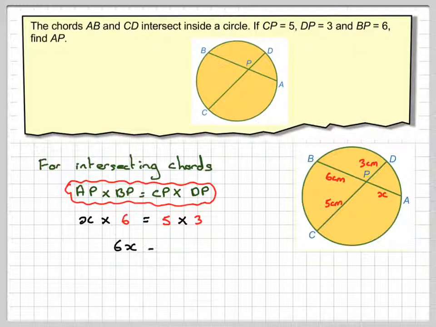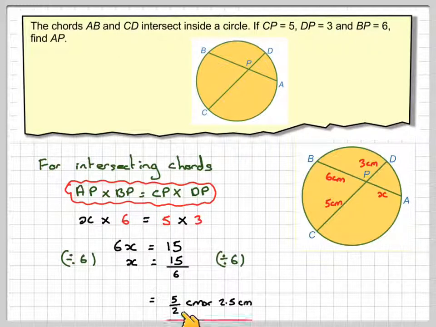So we've got 6x is equal to 15. Divide both sides by 6. We're going to get x is 15 over 6, which cancels down to 5 over 2 centimeters, or 2.5 centimeters. This has been a video to show you how to find a missing length on intersecting chords inside a circle.